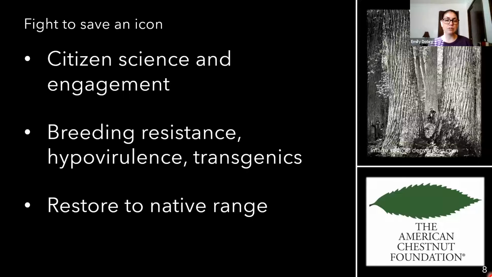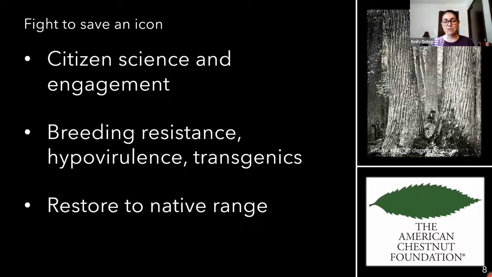Almost immediately, there was a lot of work by researchers and by passionate citizens to try and prevent the American chestnut from slipping entirely into extinction. And now it's considered to be functionally extinct. It exists in our forest systems, though it rarely grows large enough to reproduce. So it's out there, it's just not reproducing.